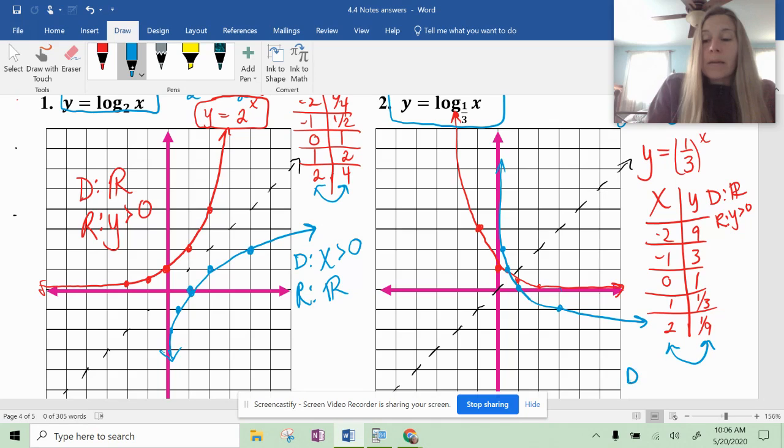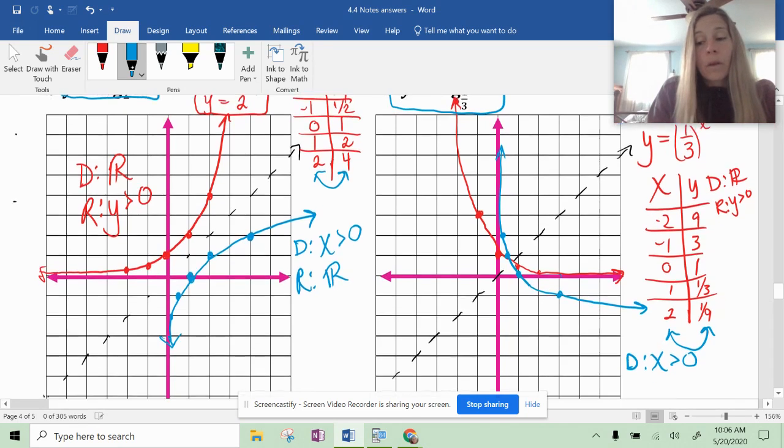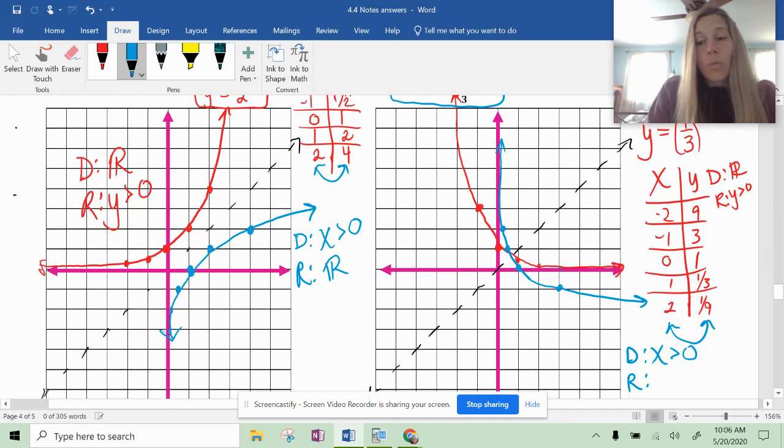So now your domain for the logarithmic function here in the blue, all the x values are the ones that are restricted. They're all greater than 0. And your range is the y values, so those are going up and down towards infinity, so that's why those are all real numbers.